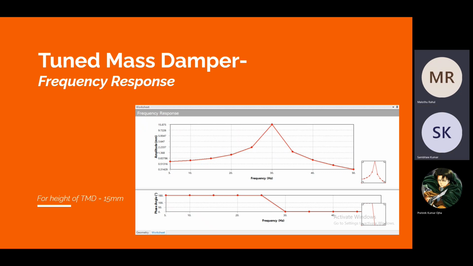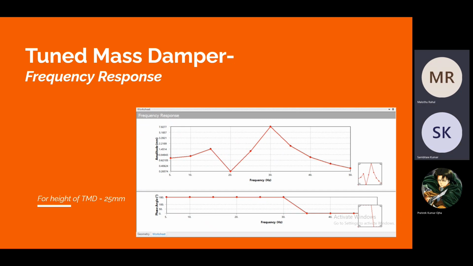Hello everyone, this is Sambhav Kumar. I'll be taking over for the experiments from now on. Given is a graphical analysis of our observations for a tuned mass damper of height 15 millimeters. The plot of amplitude versus frequency attains a peak maximum at 30 Hz. The graph is a concave peak with higher slope modulus near the resonant or natural frequency. These graphs have been plotted using ANSYS 2020. Next slide, please.